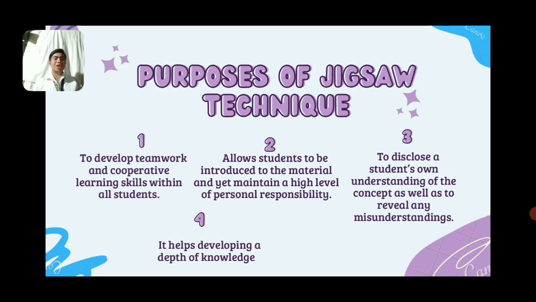Next is to disclose a student's own understanding of the concept as well as to reveal any misunderstanding. So through brainstorming within the group, learners will disclose their understanding. They can share their knowledge about the certain subtopic they are assigned. And at the same time, they will also reveal their misunderstandings and confusion, so that these will be unlocked and they can absorb the real essence of what they must understand for the success of the group, for the full understanding of the group where they belong.